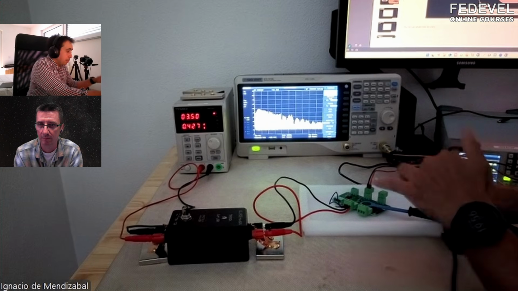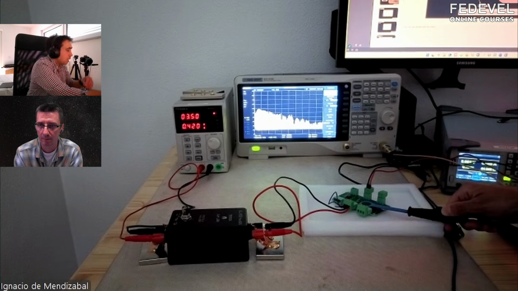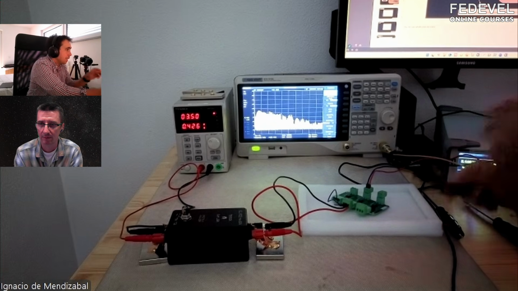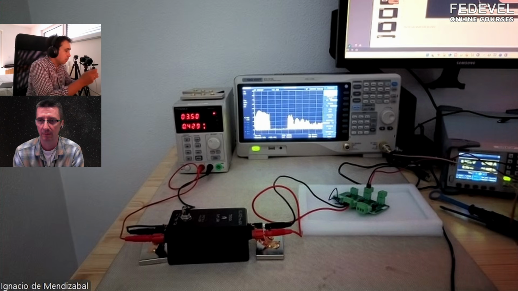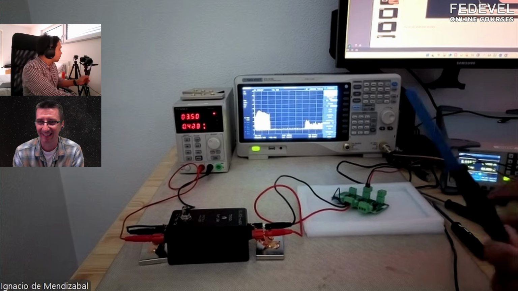And indeed, in this case I am really far, but the probe is still picking up part of the signal from the inductor. And what happens if I use the smallest one? Okay, I'm curious.